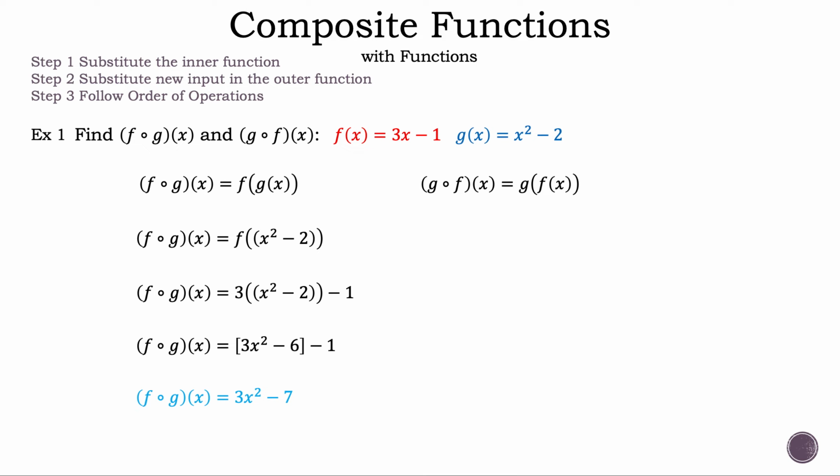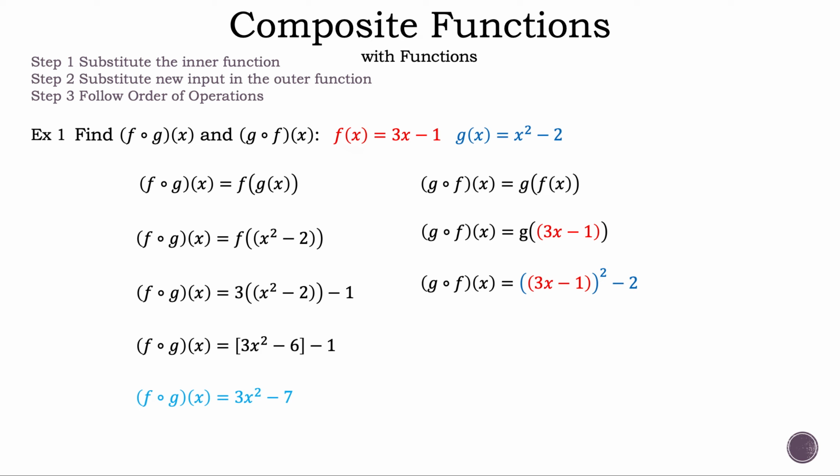Now let's find g of f of x. What is the inner function of g of f of x? It is f of x. Now let's substitute 3x minus 1 for f of x into g of f of x. So we have g of 3x minus 1. 3x minus 1 is our new input. What do you think the next step is? We need to substitute 3x minus 1 into g of x. Let's write down g of x, which is x squared minus 2. Now we can substitute our new input into the variable.